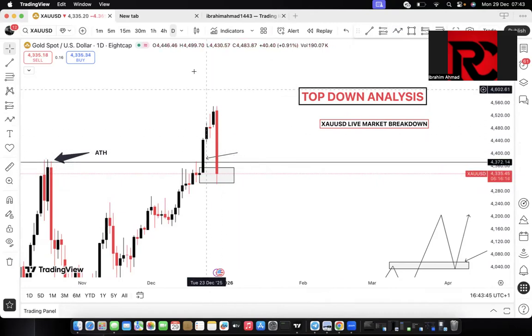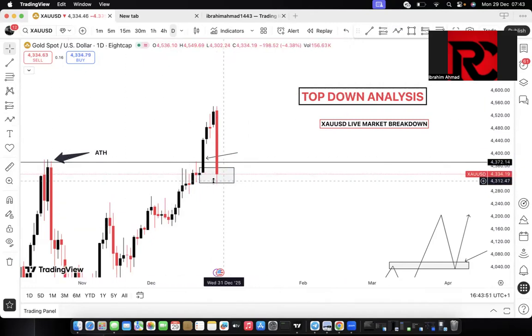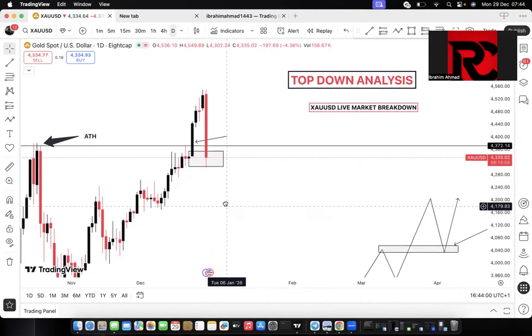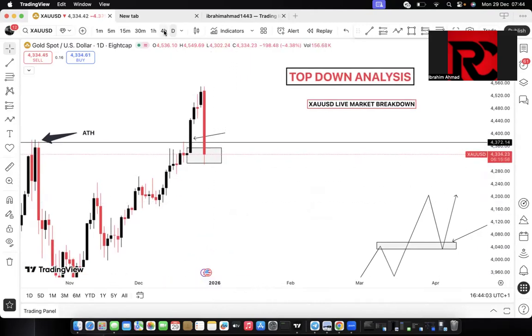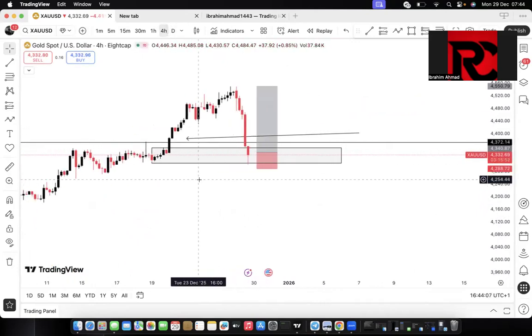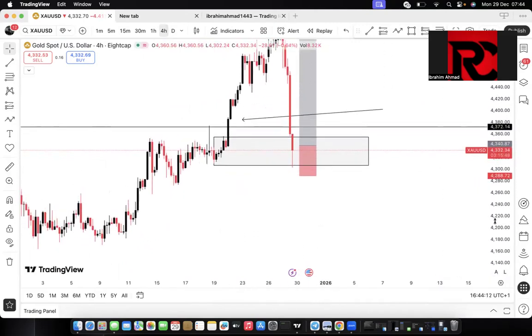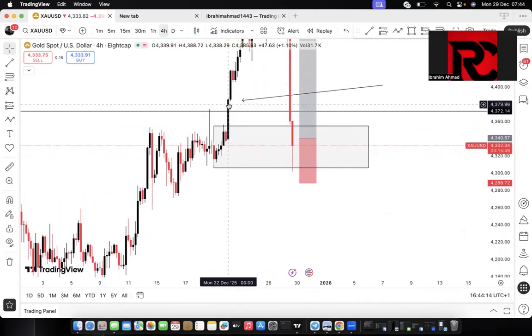So on the daily time frame right now, what are we looking at? We're looking at price on this support zone, and we have an order block. This tells you that this range is a very strong bullish point of interest. Next, we move to the lower time frame, which is the 4-hour time frame, and you can see the fair value gap is very clear right now.